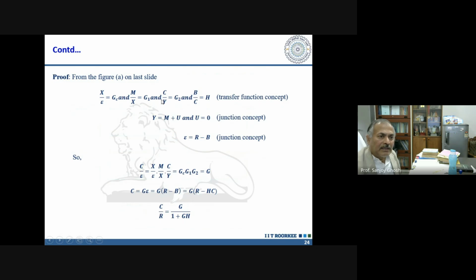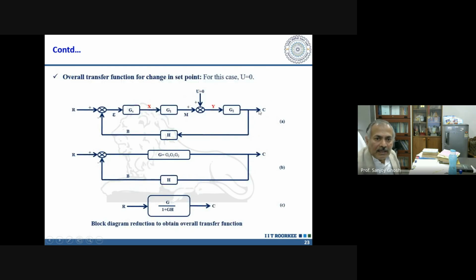Then similarly, C by Y will be G2. Here C is the output and Y is the input. Y is equal to what? This plus this, M plus U. But in this case, U is 0. Look, this is plus and this is plus. Here, for the error, this is plus and this is minus, so E is equal to R minus B. Whereas Y is equal to M plus U. In this case U is 0, so Y is equal to M only.